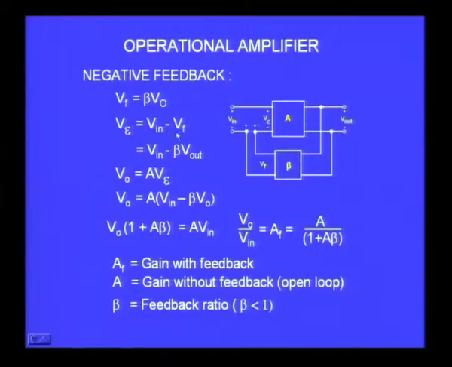Our amplifier is what I connect outside, V in minus whatever I have given as a feedback Vf, because they are in opposition, 180 degrees out of phase. But Vf is beta V naught, therefore I substitute here V in minus beta V naught, and we also know from this amplifier characteristic V output is A times V epsilon, which is the actual input connected at the terminal. So V output is A times V epsilon, and V epsilon is V in minus beta V naught.